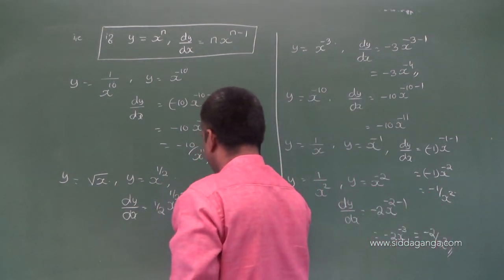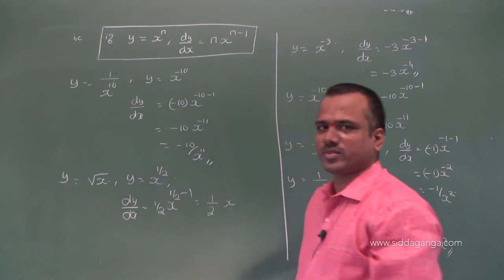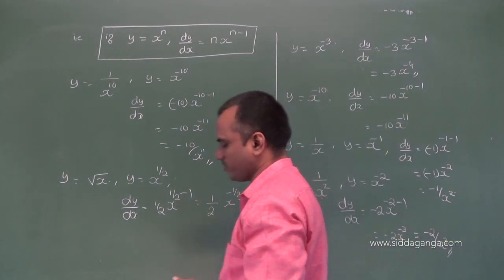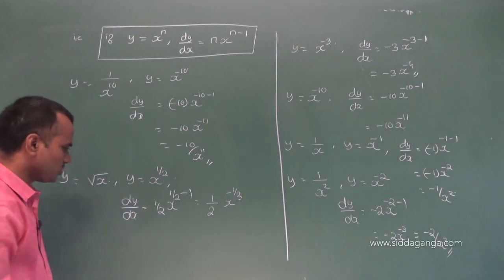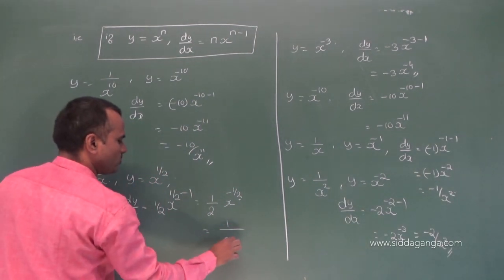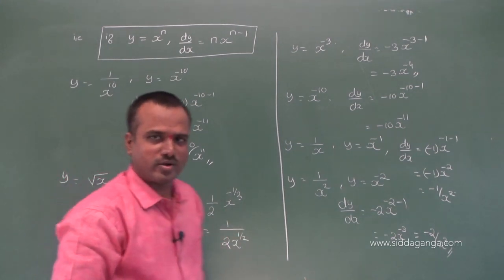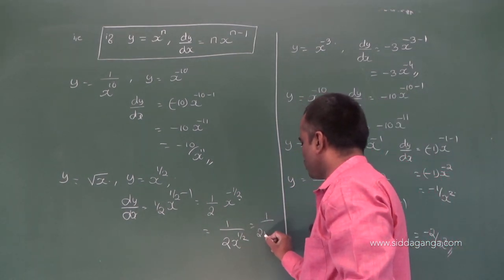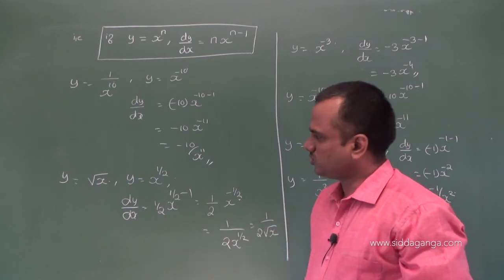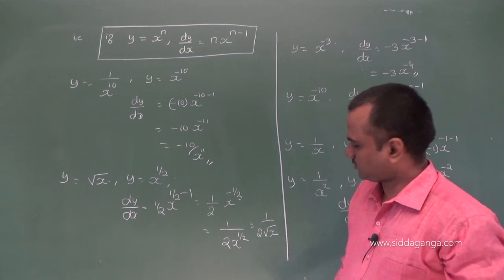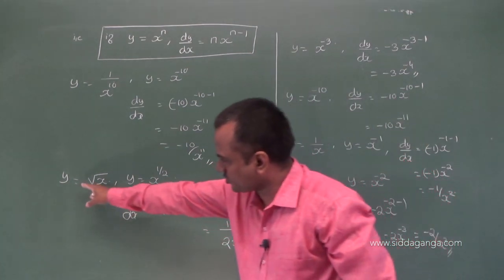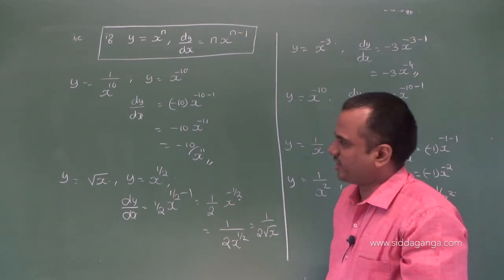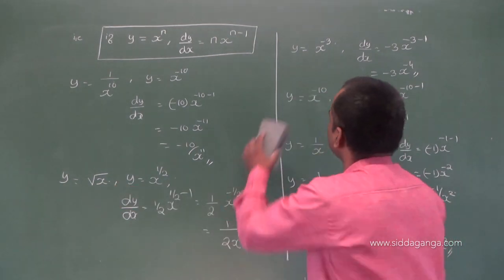So that is equal to half into x to the power, taking 2 as the LCM, 1 minus 2, minus half. So we can write it as 1 divided by 2 into x to the power half, which is 1 by 2 root x. So the derivative of root x is 1 by 2 root x. Similarly, we solve some more problems.